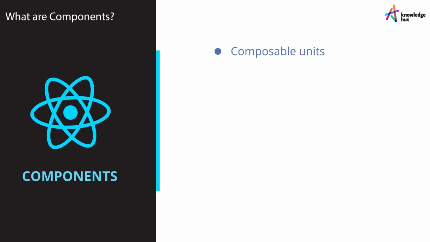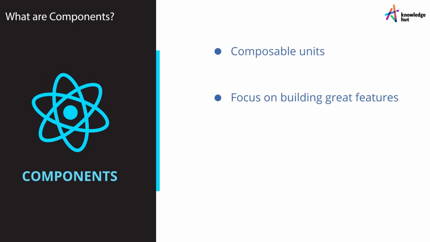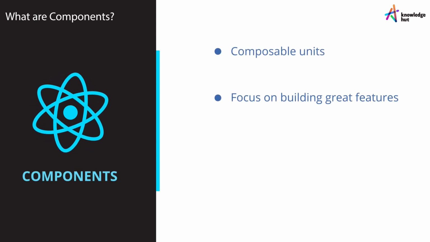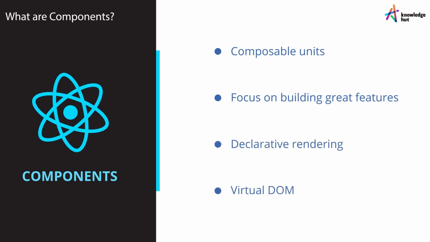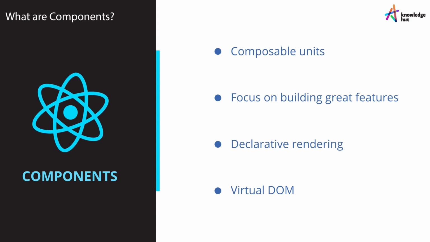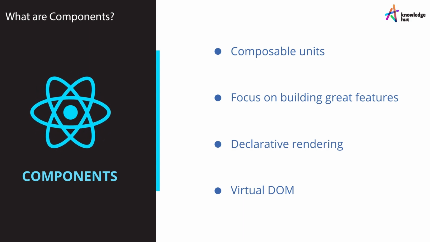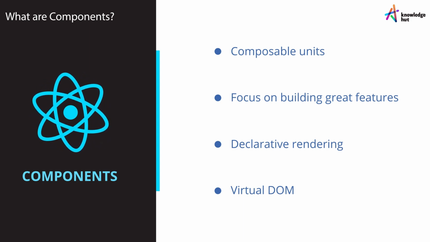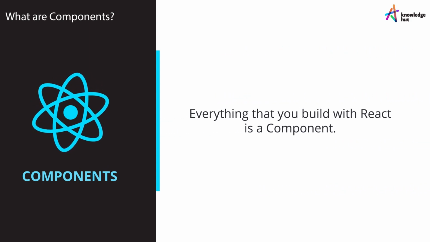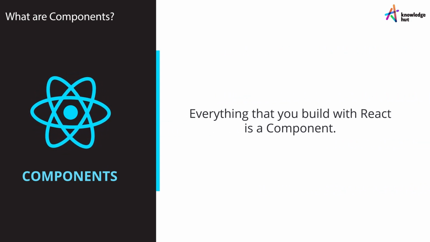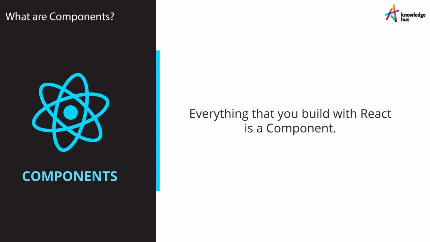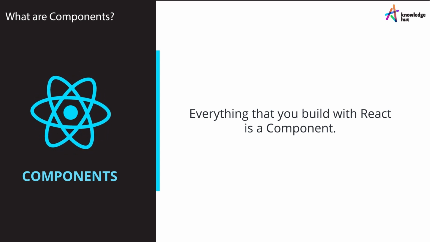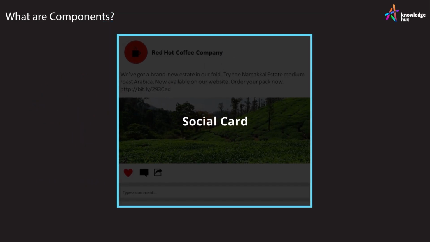Components are composable units that let you focus your energies on building great features. Add declarative rendering with state and the virtual DOM and you've got yourselves the right toolkit for building great user interfaces and apps. Remember, everything that you build with React is a component. Let's visualize a user interface and how components can help us break it down into manageable units. Here's a social card that you would typically see on a social media platform like Facebook.